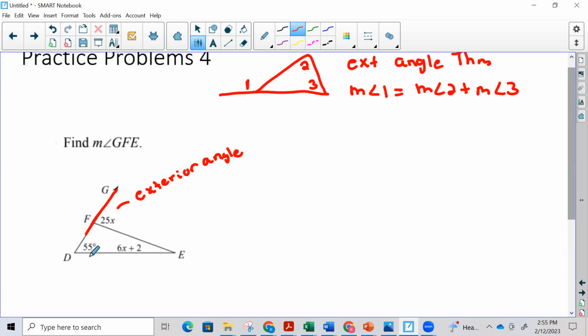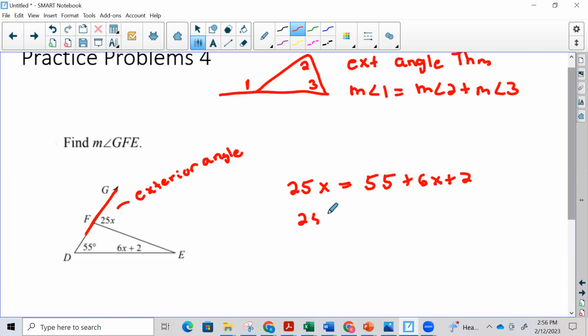In this diagram, we kind of have it turned, but this would be my angle 1. It's just this diagram turned on its side. And these would be the two remote interior angles because they're the two inside angles that are not touching this angle or not supplementary to this angle. And we know that that exterior angle 25x is equal to the sum of those two remote interior angles.